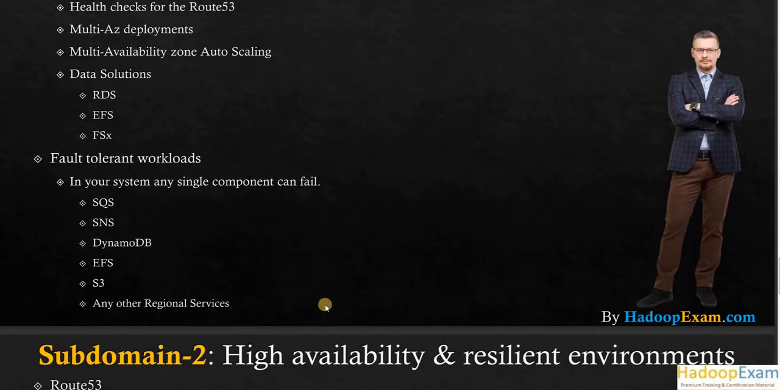For a fault tolerant workload or system, if any single component fails, then you need to be notified, using SQS, SNS, then DynamoDB, EFS, S3, and other regional services. Anything can fail, so you should know how to handle it automatically, without human intervention.